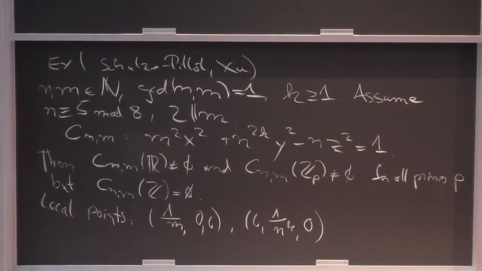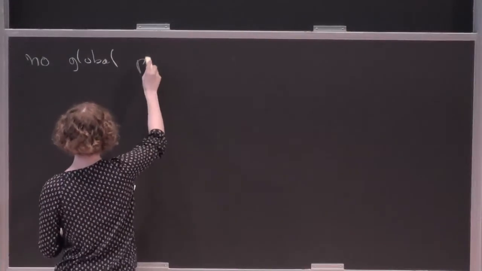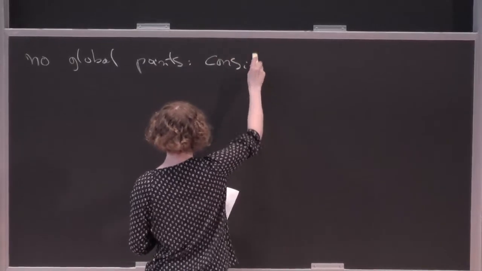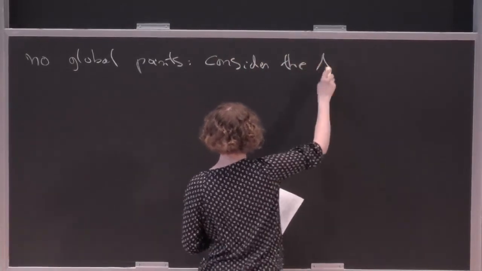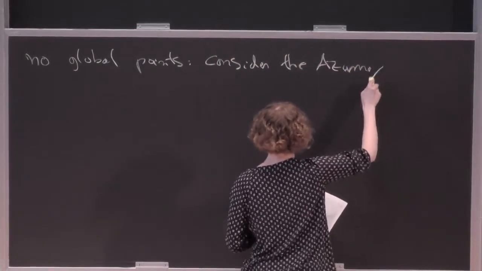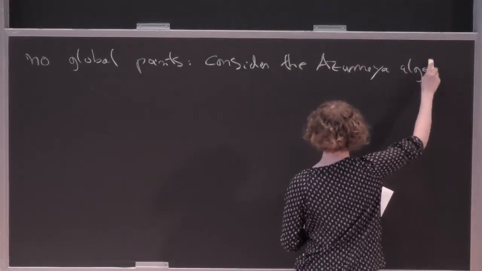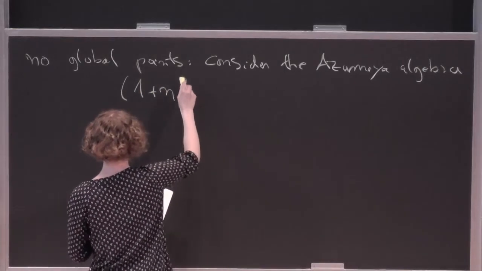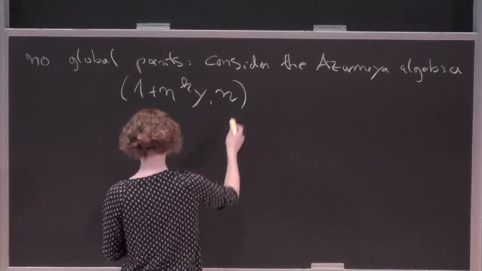One way we understand such things classically is via genus theory. But I want to give you the following explanation, which is moving more towards the point of view that we want to take today. There are no global points. You could consider the following quaternion algebra given by 1 plus n to the k y with discriminant n.